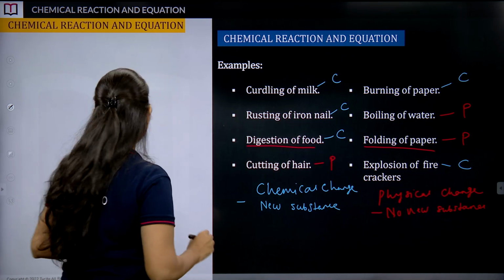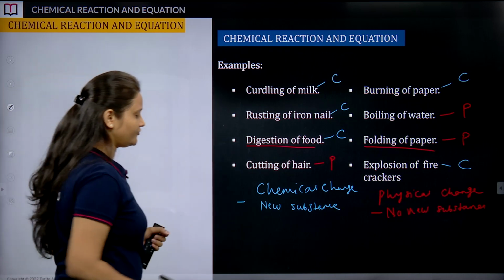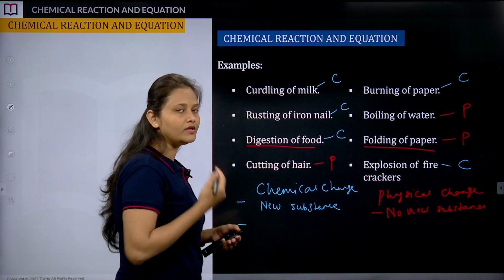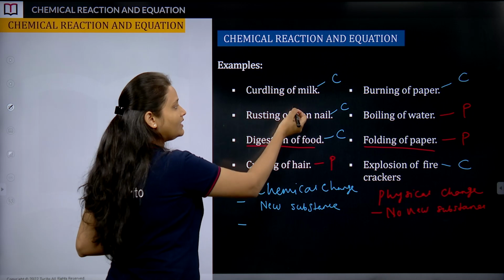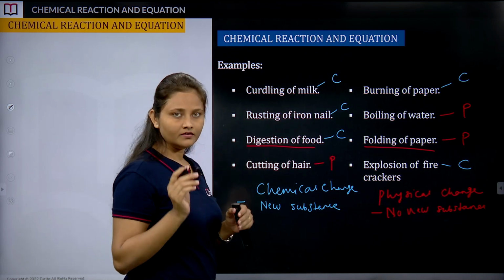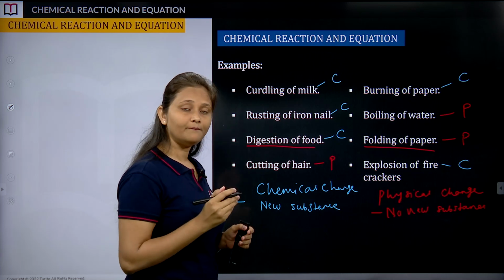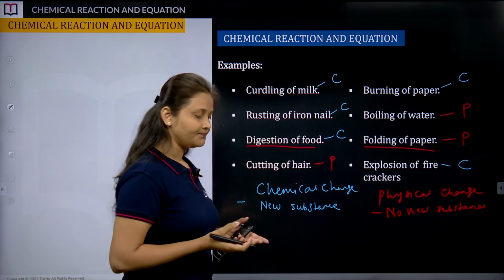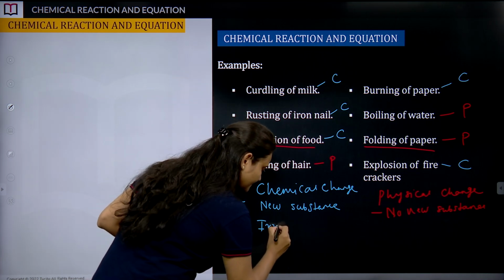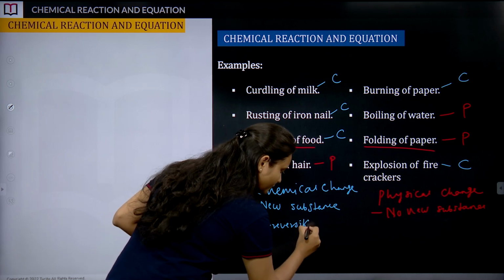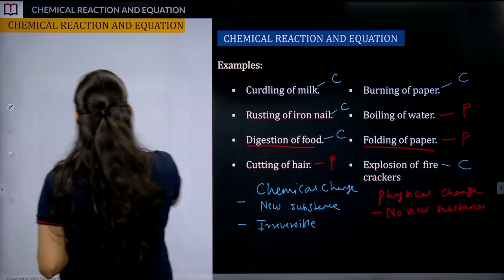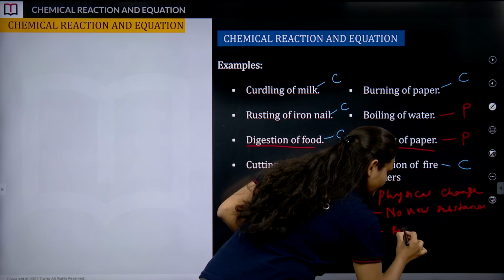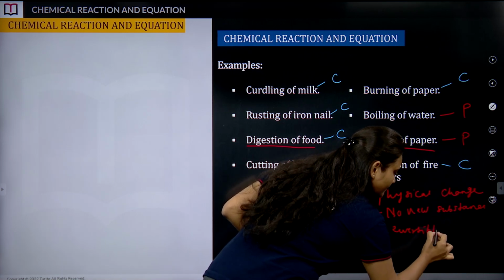Now the next point is that in a chemical change, mostly they are irreversible changes. We cannot undo them. Can anyone tell me, from milk to curd, can we reverse the change? Can I get my milk back from curd which I formed? No, right? So these are irreversible in nature. If I want to talk about physical changes, I can say mostly they are what? Reversible.